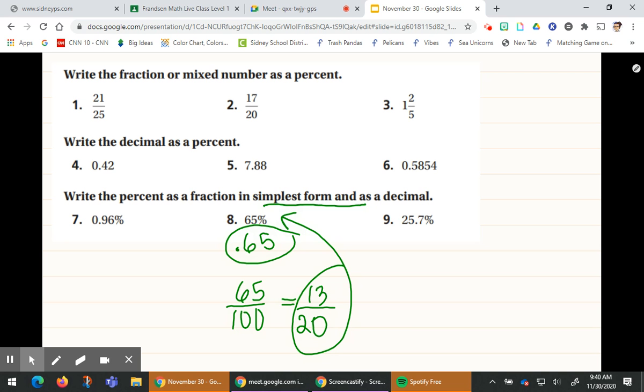Now, 25 and 7/10%. Please write it as a decimal. You've been given the percent, so move that decimal 2 places to the left. Very good. So when we move 2 places to the left, we end up with 0.257. It's no longer a percent, it's the decimal form. And I'm going to tell you a secret.